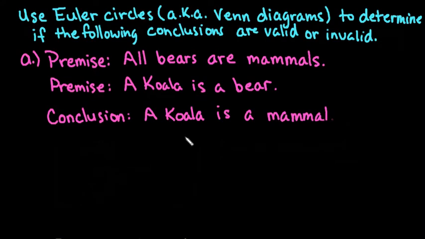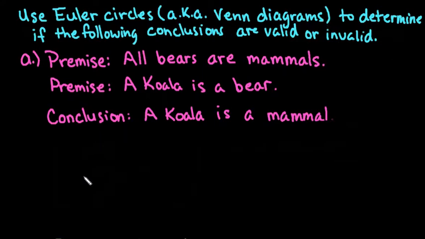For this video, what I want to do is show you how to use Euler circles, which are also known as Venn diagrams, to determine if the following conclusions are valid or invalid. Depending upon your text, it may say use Euler circles to demonstrate, or it may say use a Venn diagram to demonstrate. They essentially mean the same thing.